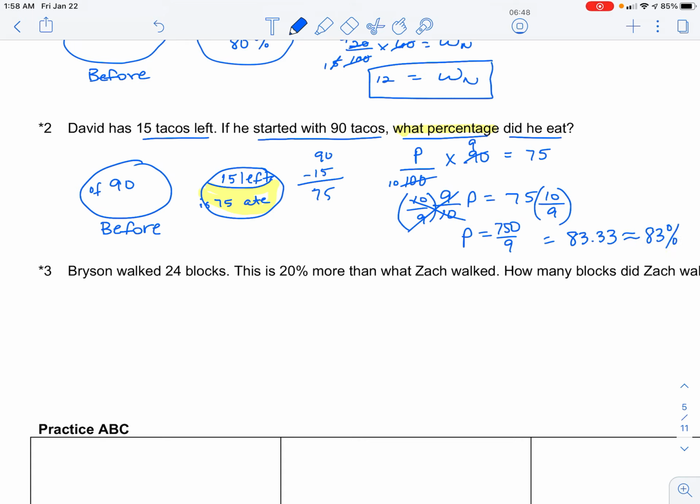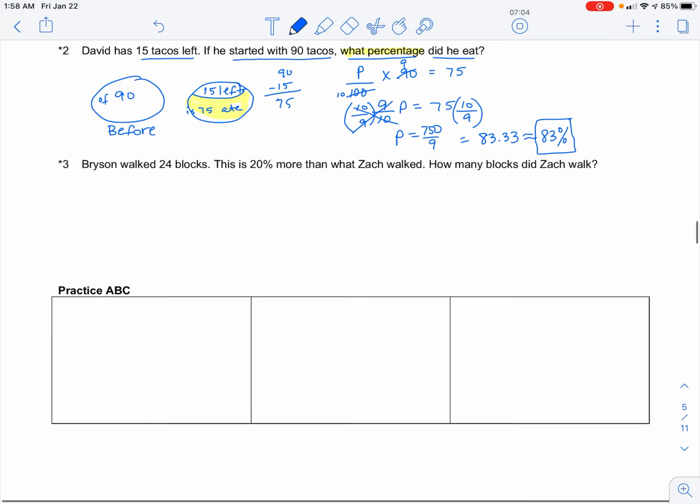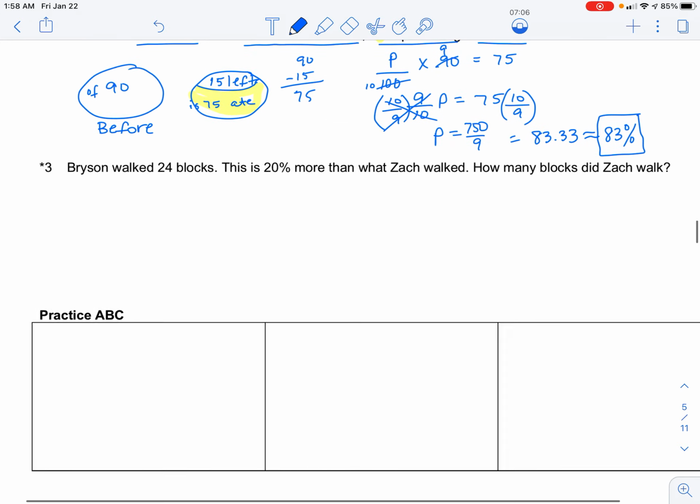So we're going to round that to 83%, which makes sense because really he ate almost 100% of those donuts, didn't he? He was pretty close. He ate 75 out of 90. It's not quite 100%, but it should be a pretty high percent. So 83% would be the answer to number 2.